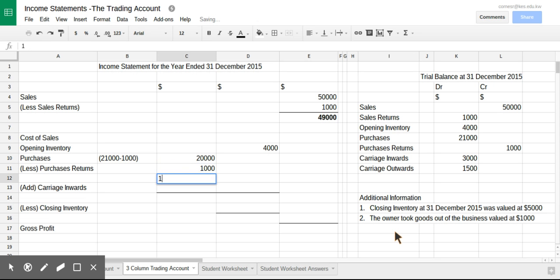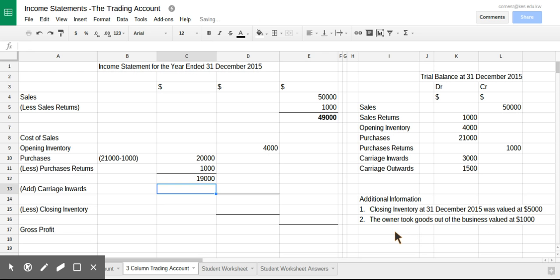Less purchases returns, which is 1,000. So we've got a running total now of 19,000. And we're going to add the carriage inwards, which was 3,000. So my actual adjusted purchases for the year is 22,000. Just added together those 2 figures. I'm going to put another running total in here. I'm going to add the 4,000 on the 22,000. That gives me 26,000.